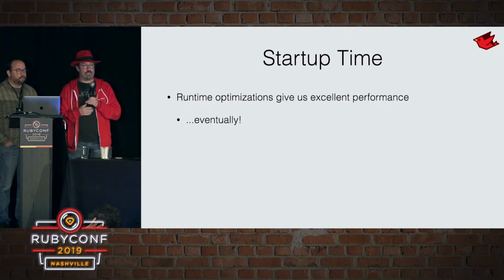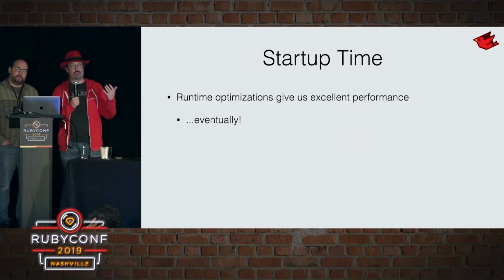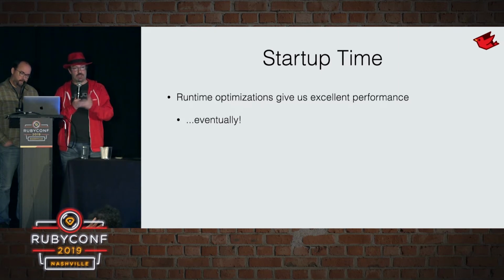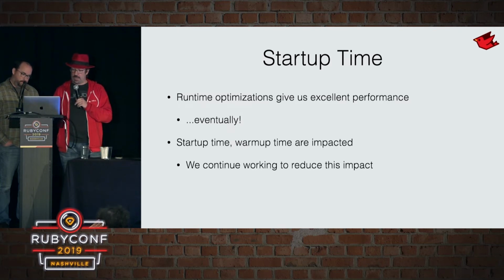All of these runtime optimizations that we do internally, that the JVM does for us, these really do give us excellent performance, excellent peak performance once everything is running. It just, sometimes it takes a while to get there. So as a result, startup time is impacted. There's a warm-up curve to get an application up and going. We continue to improve this.